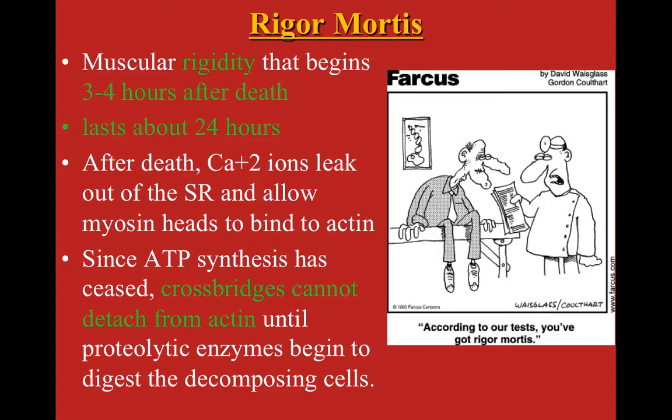And then those cross bridges cannot detach from actin until the proteolytic enzymes begin to digest the decomposing cells. So what this means is the actin and myosin are going to be bound together in that power stroke in the contracted position until some other enzymes begin to start the decomposition process and start breaking down the body. Okay?